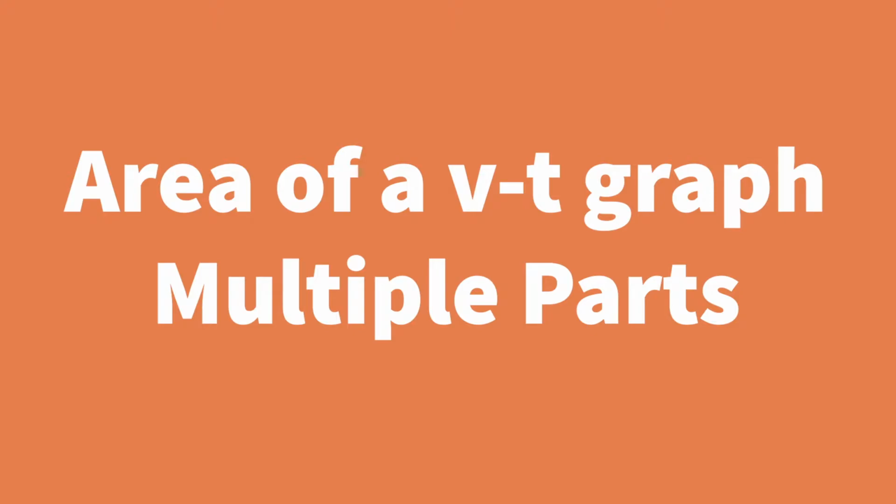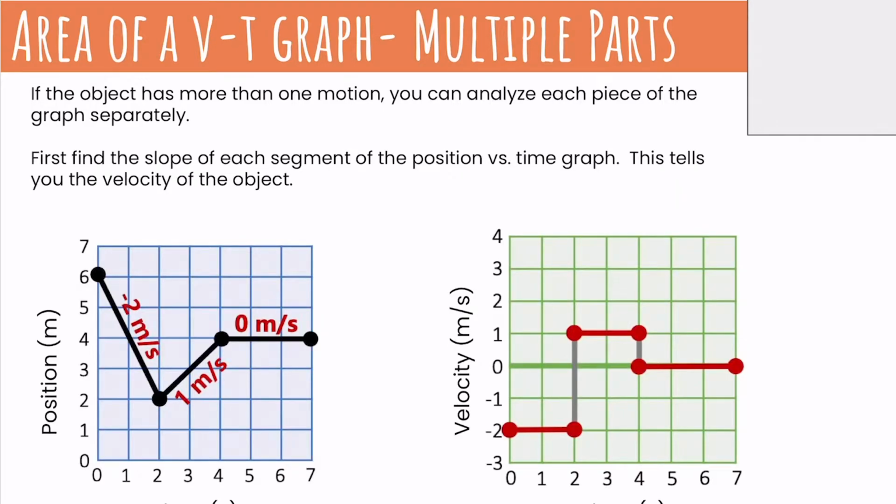Hello physics students, today we're going to be covering area of a VT graph in multiple parts. So we're going to take a look at this position and velocity graph, and we're going to see how we have one segment, we have two segments, and we have three segments. So it's not just one slope anymore.